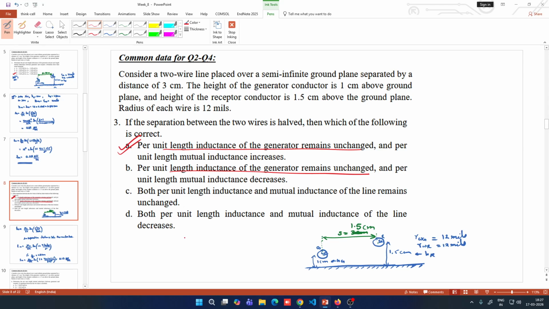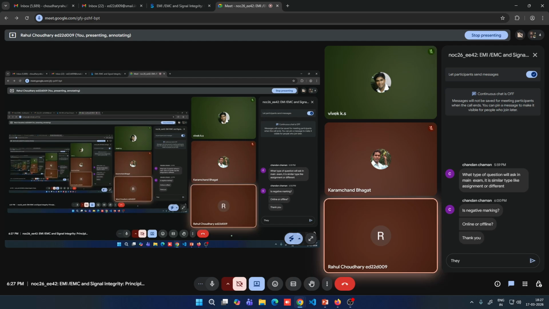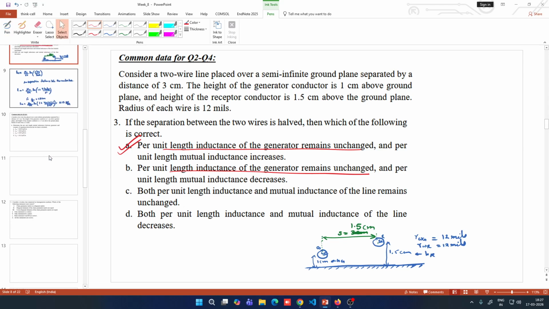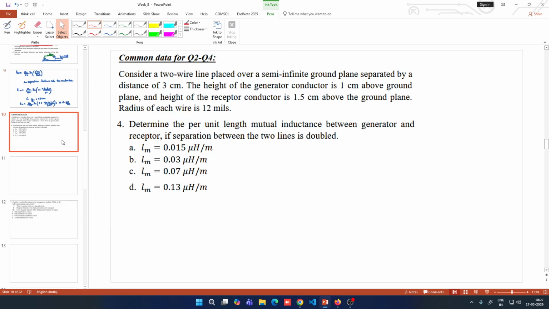I hope everybody understood this. If you have any doubt in this, please let me know. Okay, if it is clear, then we will move on to question number 4.